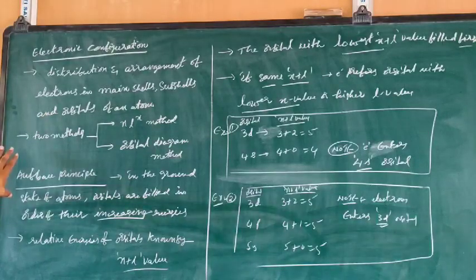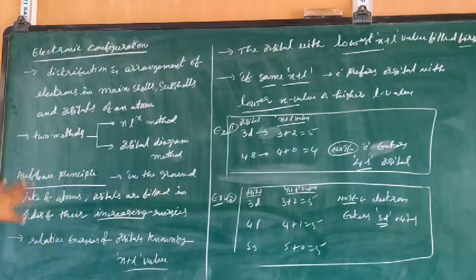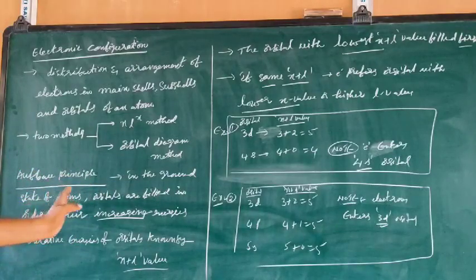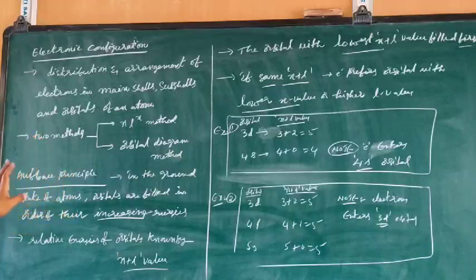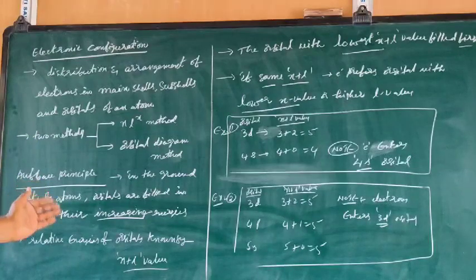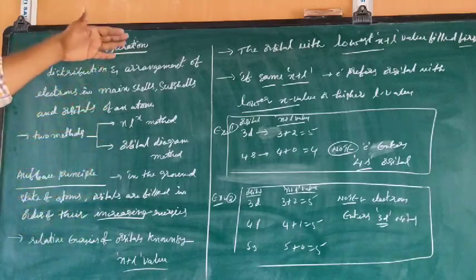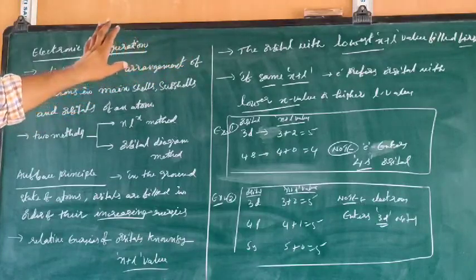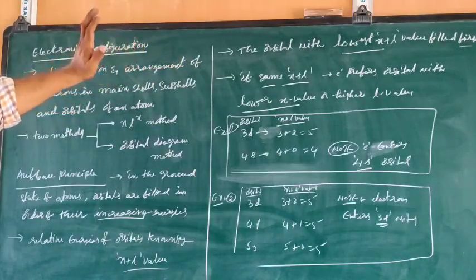First one, the Aufbau principle. According to Aufbau, in the ground state of atoms, orbitals are filled in order of their increasing energies. Generally, the relative energy of orbitals is known by the n plus l value. The orbital with the lowest n plus l value is filled first. Lowest n plus l value means lowest energy.